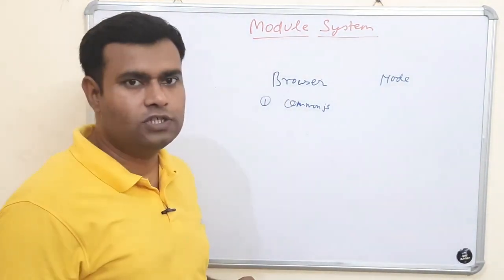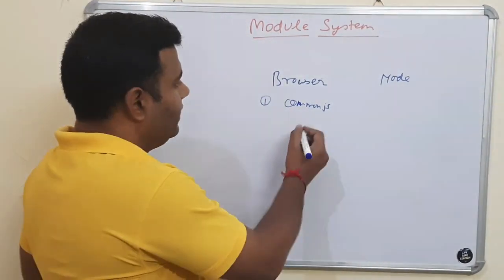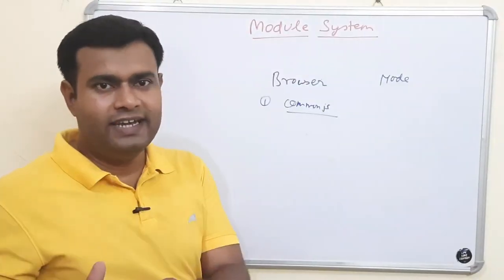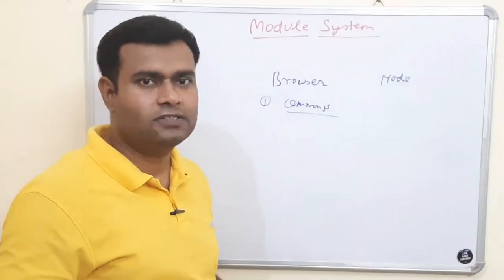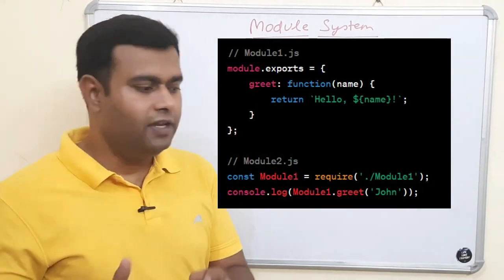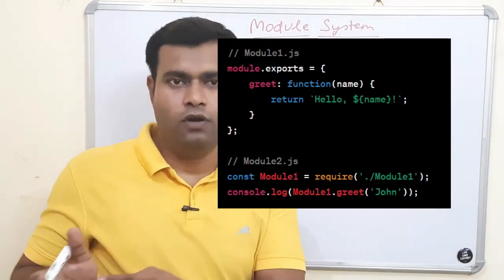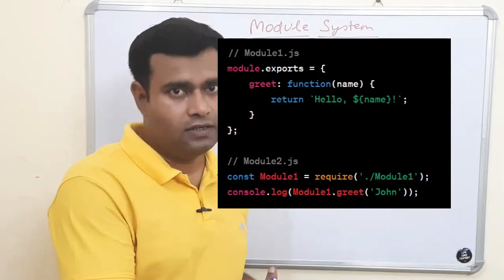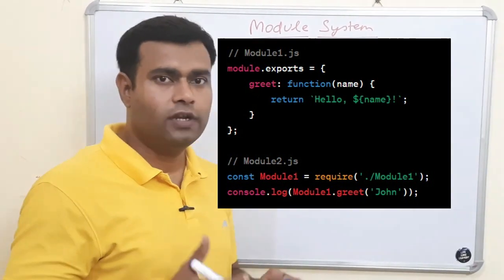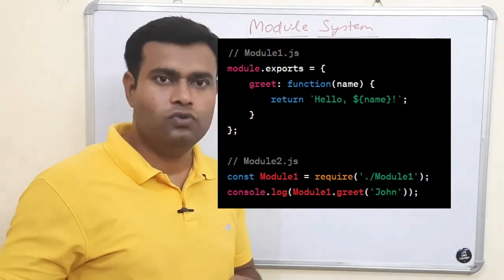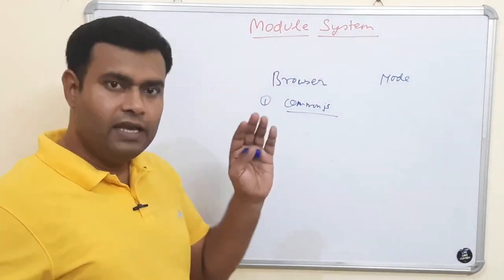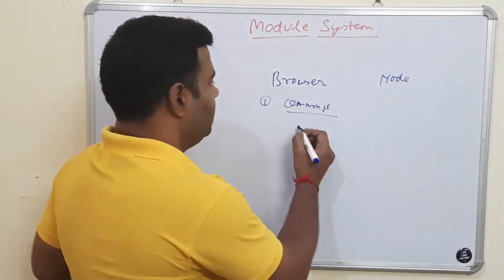In this CommonJS module system, what happens? You can import a file, but the syntax is a little different, and this is how the syntax looks. Here we use module.exports when we are exporting a function, and in case of using it in other files, we can use require. So this is the concept of CommonJS, and this is a synchronous system.